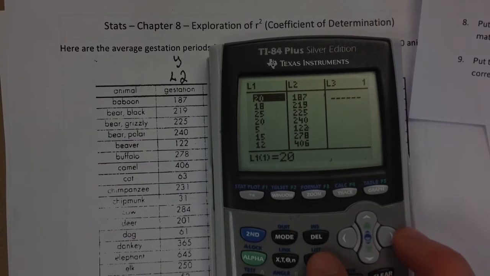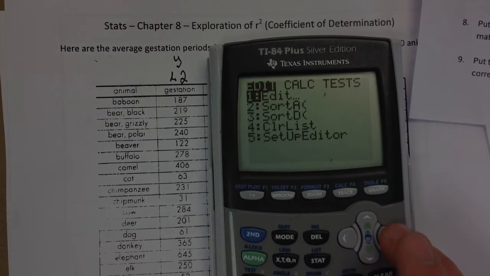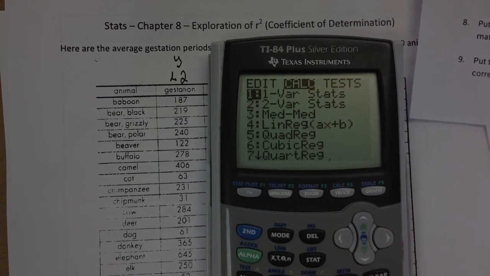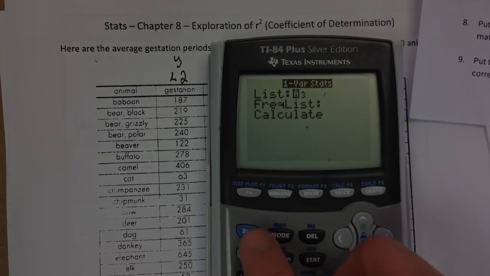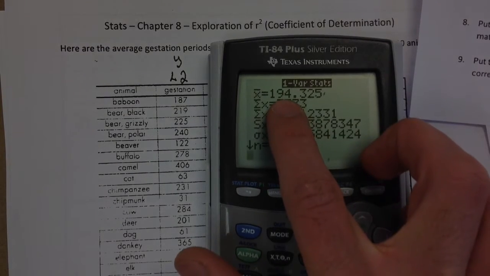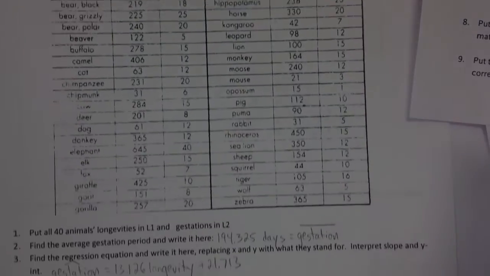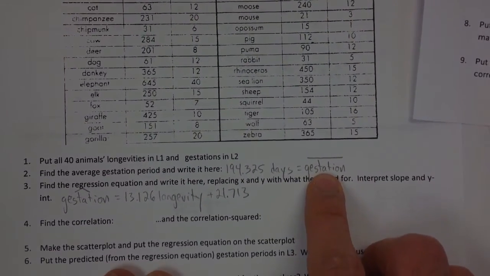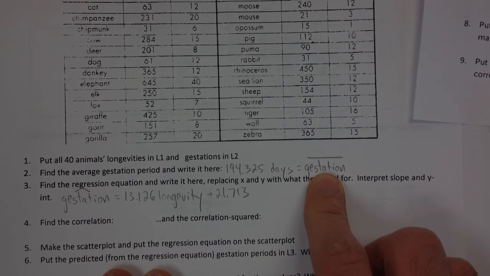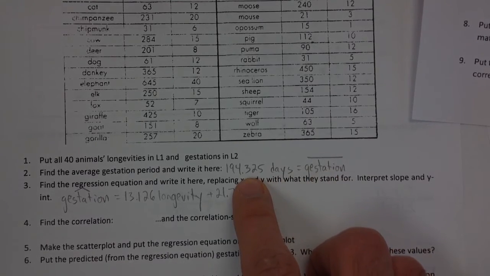The first thing that we did after we entered the data in was we found the mean gestation period, and I'll explain why that matters later. You know how to find means now. 1-Var Stats, and my gestations are in L2. That's the mean, 194.325 days. And please know that if you put a bar over a word or a letter, it signifies that it is the mean of that variable. So on average, these 40 animals stay in the womb about 194 days.